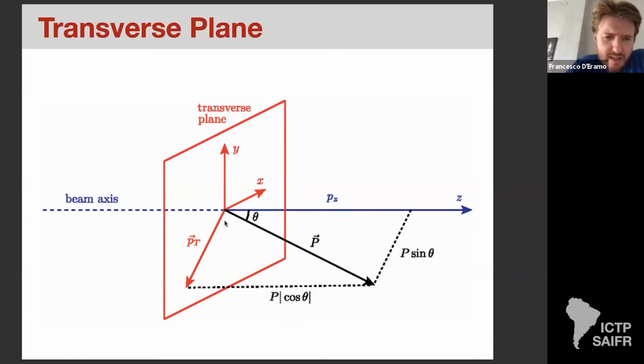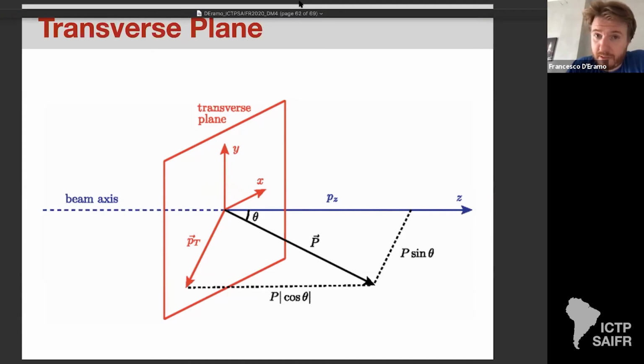So this is to say that the momentum along the z-axis is not something very useful because you don't know what it was in the initial state collision. But the momentum projected in the transverse plane, so both components x and y, was 0 in the initial state collision. Which brings me to the important point that if you collide protons and protons, in the final state, the momentum must be conserved in the transverse plane.